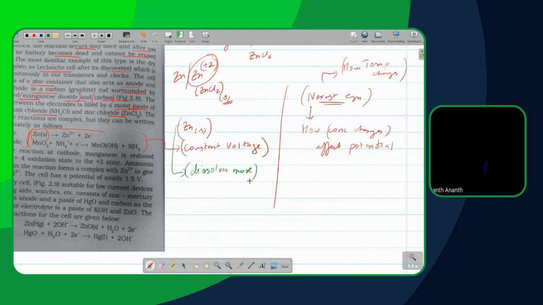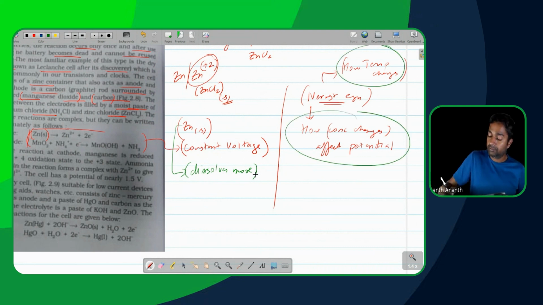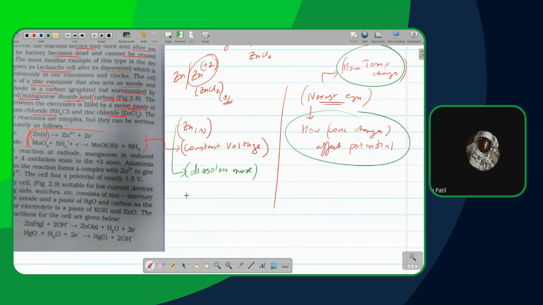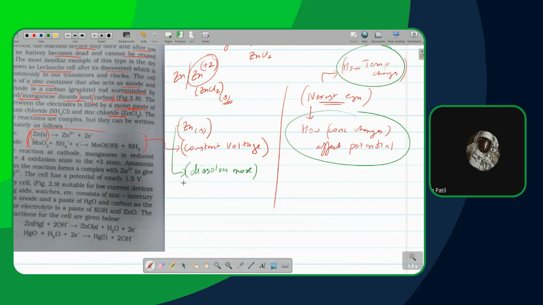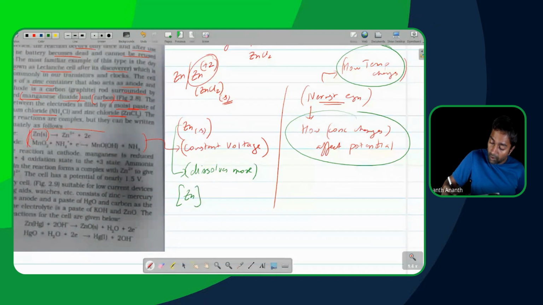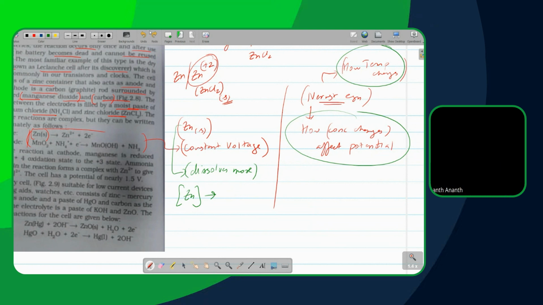After dissolving, other than that, what about the concentration? Because technically it is concentration and temperature, right? What's happening over here over time? Decreasing. So if I'm considering the concentration of zinc, you're assuming it is decreasing, correct? Now, let me ask you a very simple question. Calculate the concentration of zinc, please.